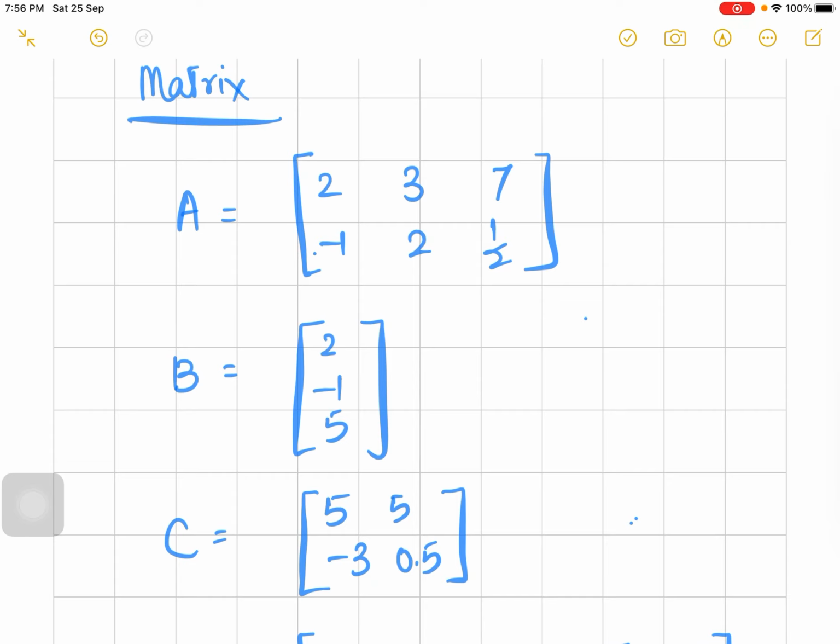Every matrix will have some rows and some columns. The arrangement that goes horizontally is called row. In the matrix A, there are two rows, the upper row and the lower row. And this arrangement that goes vertically is called a column. You can see that in the matrix A, there are 3 columns and 2 rows. So I can define something called the order of the matrix. The order of matrix A is 2 by 3. That is 2 rows and 3 columns.